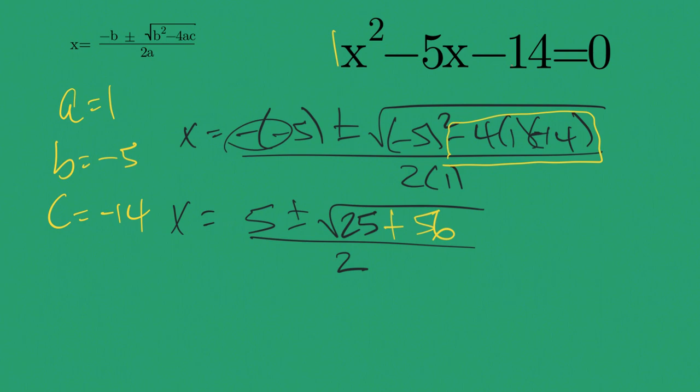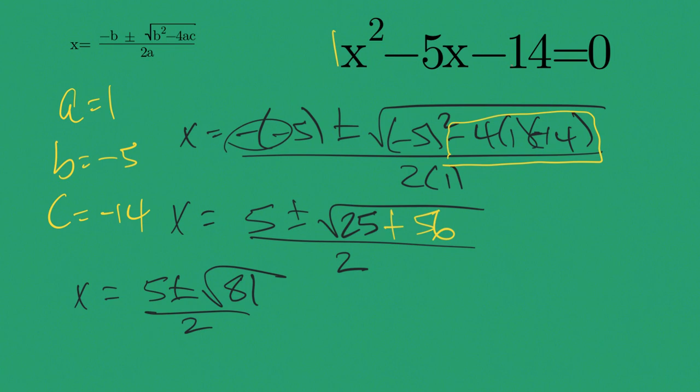All right, let's continue to simplify here. 5 plus or minus the square root of 25 plus 56 is 81, all over 2. Most mistakes, a lot of mistakes happen under the radical, so be very careful under that radical. Make sure that we try to get that simplified correctly, all right? There's lots of little places underneath that radical that can trip us up, little careless mistakes.